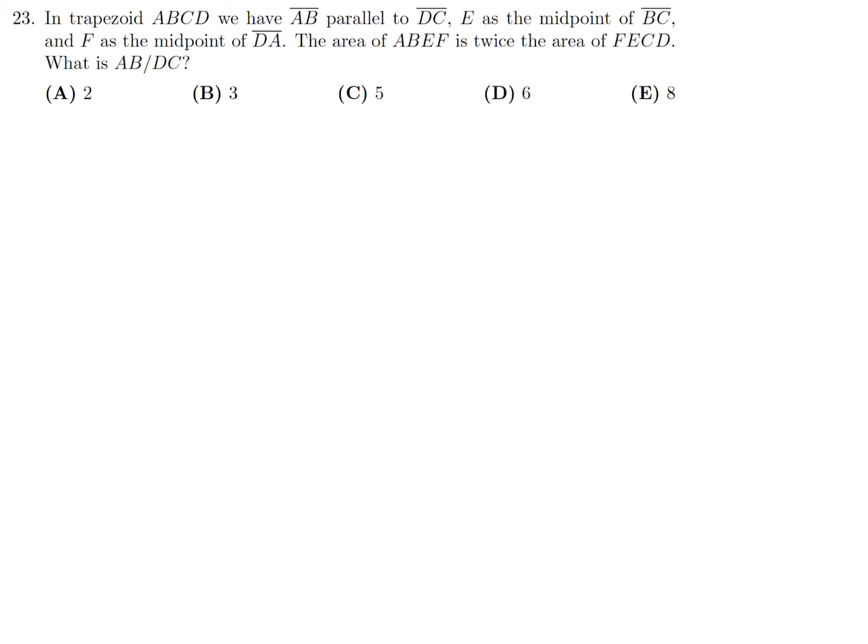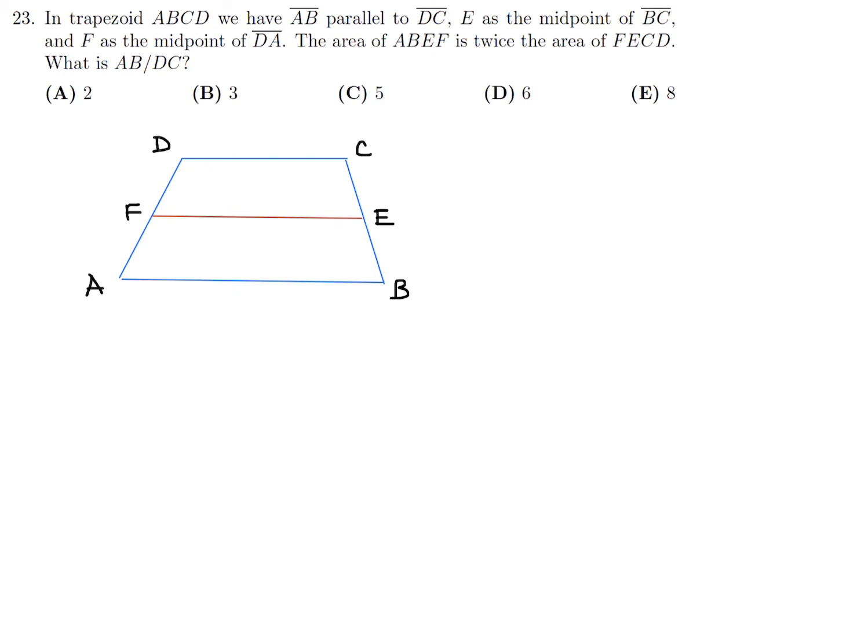So let's first draw a diagram. We've got DC, and then I'll draw DA, and then C to B, and then finally join those. All right, let's label this now. So A, B, C, D, and then of course I've got to draw midpoints. So let's see here, approximately here, and that will be F, and that will be E. So let's start labeling everything.